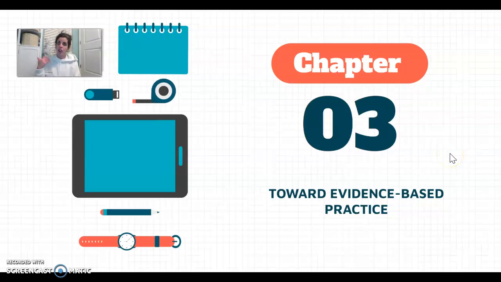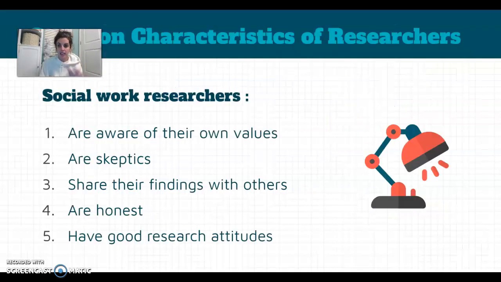Like I said earlier, we skipped over Chapter 2 because 1 and 3 I felt flowed a little bit better together, and they defined the research process best. And so then we'll circle back to Chapter 2 on Monday, and that's going to talk about how to set up research questions. So Chapter 3 is going towards evidence-based practice.